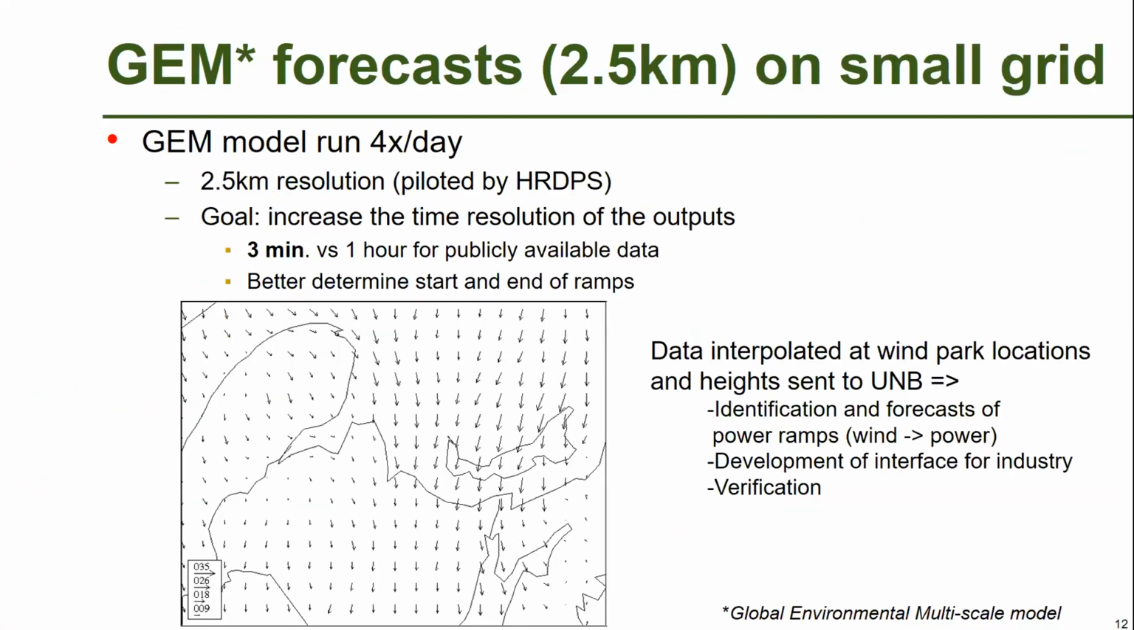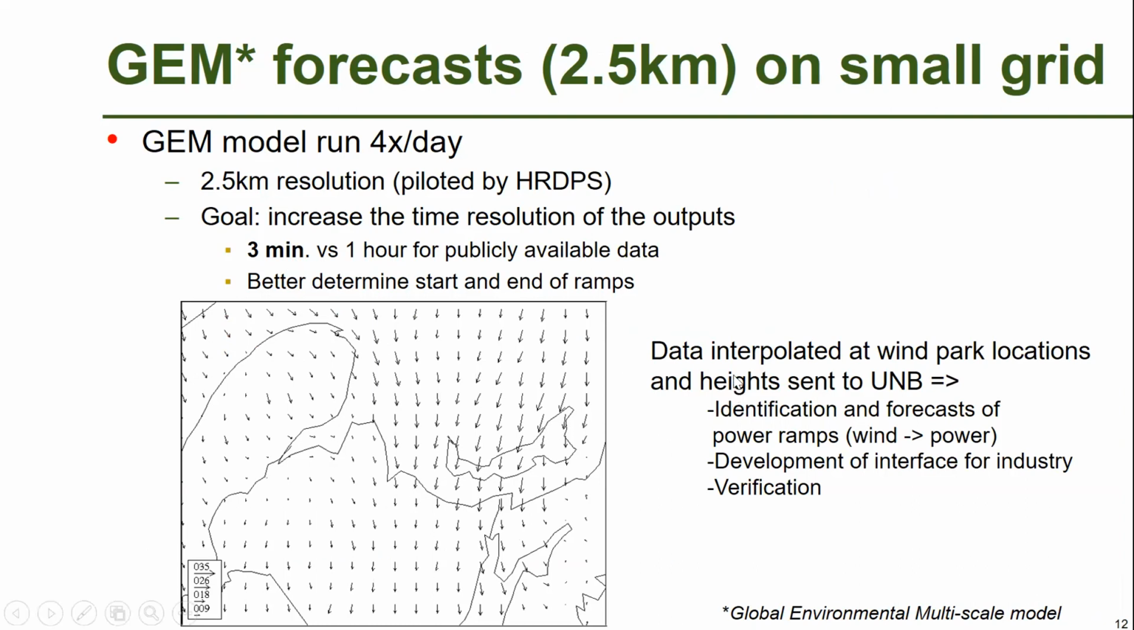So in order to improve the power ramp forecast, we've been running GEM ourselves on a small grid shown here. So GEM is the model that is used at the CMC to perform numerical weather predictions. So we run it with the same resolution as the HRDPS, but our goal here is to increase the time resolution of the output. So we output the data every 3 minutes versus 1 hour for publicly available data. So with this, we aim at better determining the start and the end of ramp events, which is quite interesting and useful for the industry.